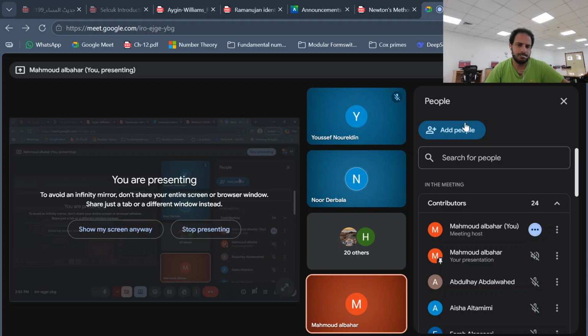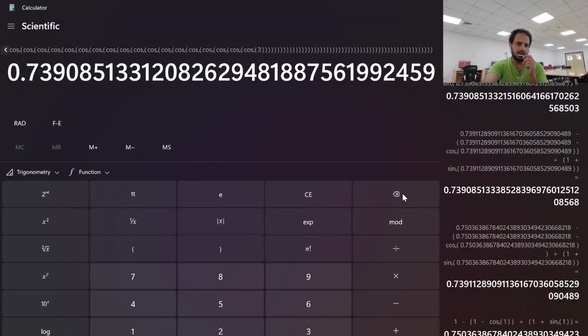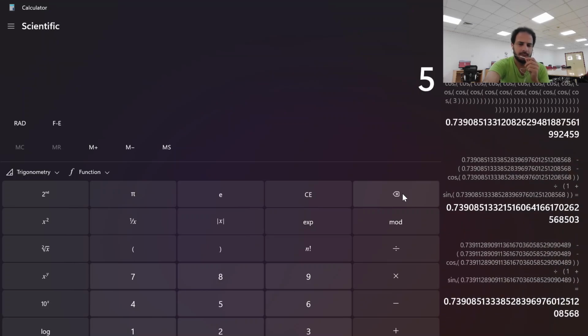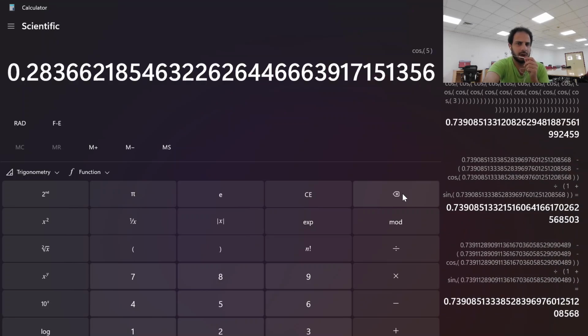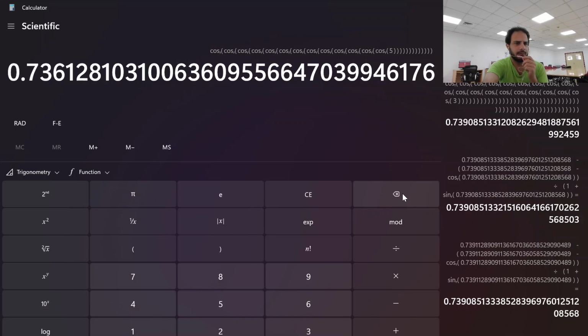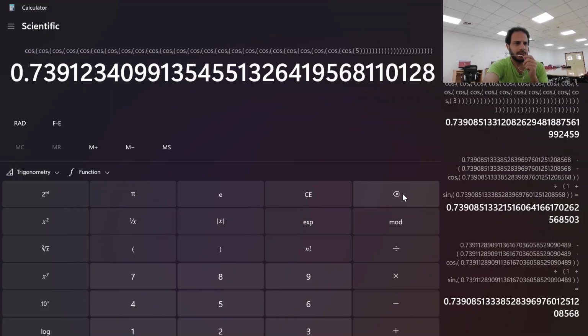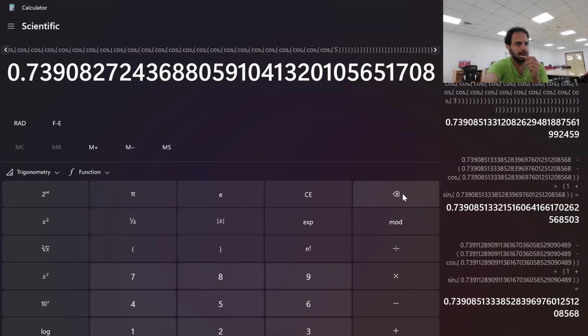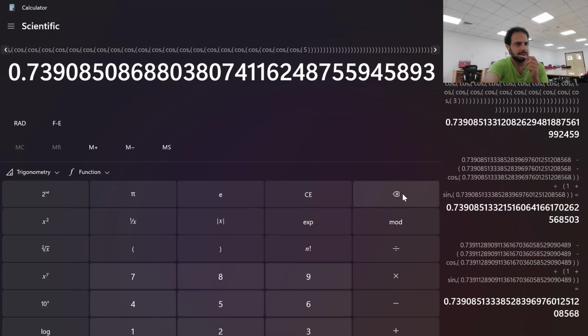Professor, what did you ask? I asked, choose a number. Any number you want. 5. Okay. Take 5 here. Apply cosine. Keep applying cosine. See, again it's going to the solution, right?